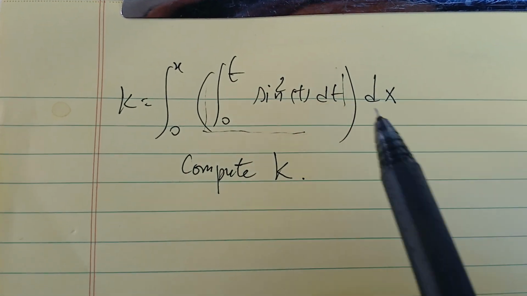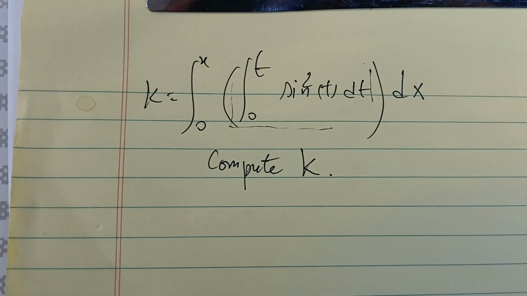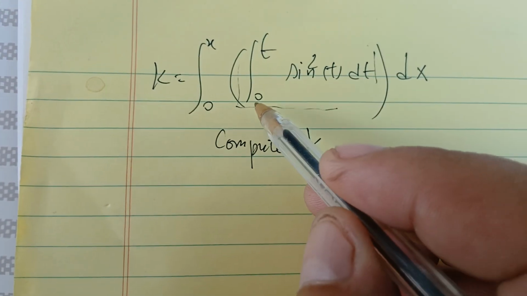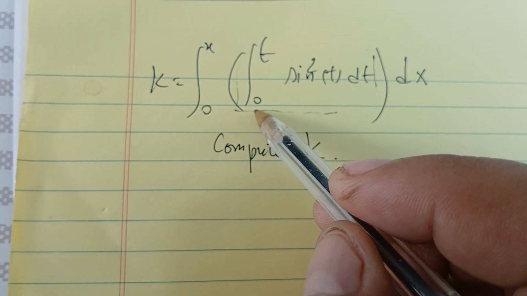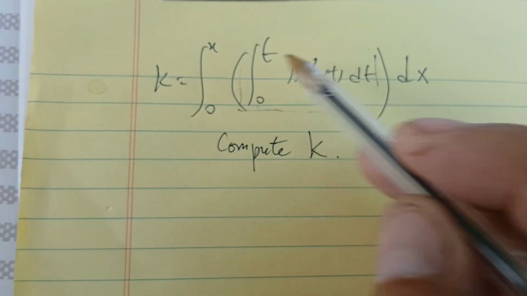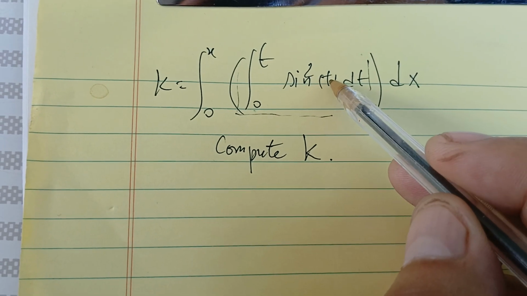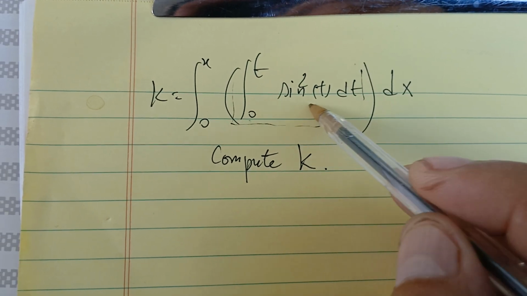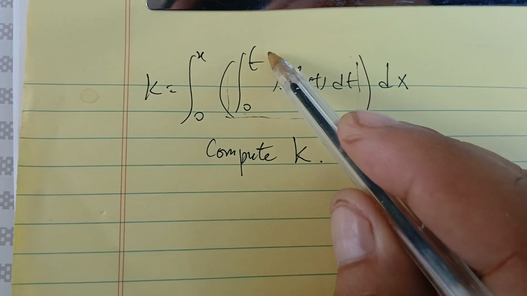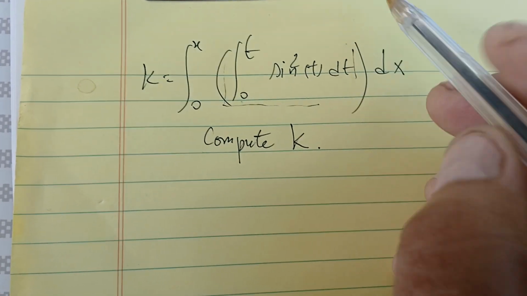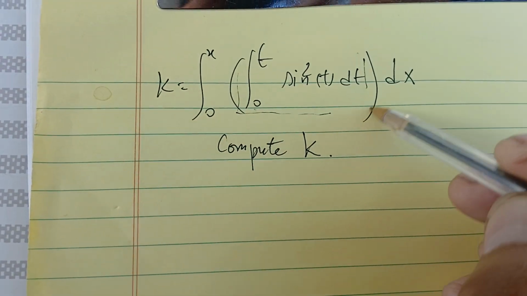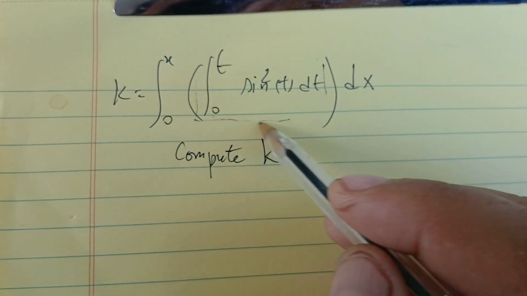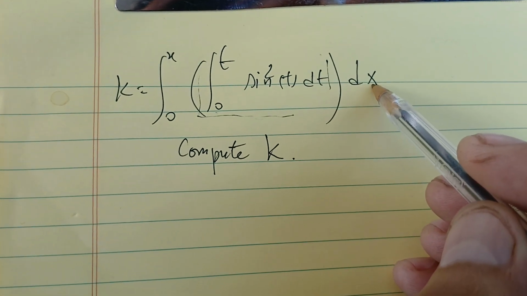Let's compute the following integral. Note very carefully here that the inside integral, which is the integral between 0 and t of sine squared t dt, we are integrating with respect to t between 0 and t. This integral here doesn't depend on x. We can take it outside. It's like a constant that doesn't depend on x.